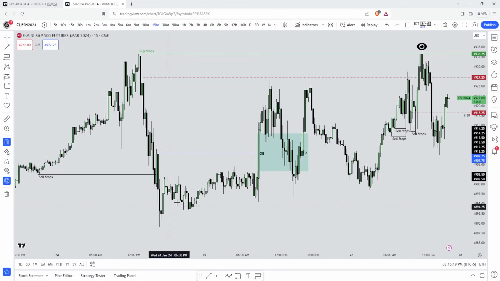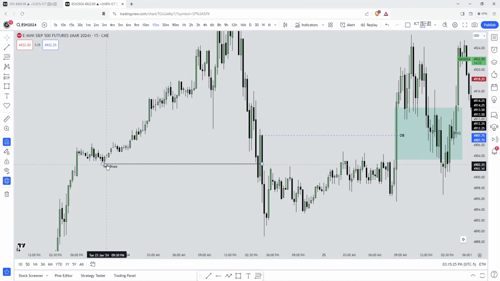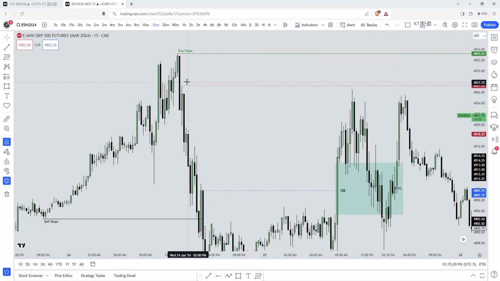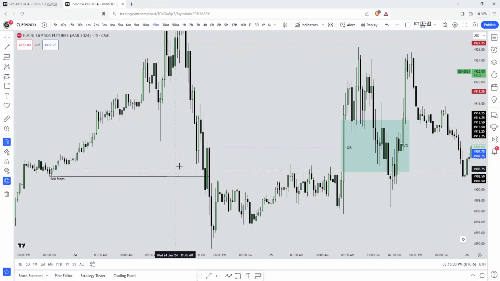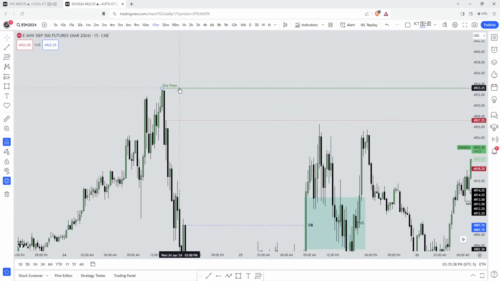I'm utilizing the change in the state of delivery to indicate that this has put in a smart money reversal of a market maker buy model. So it's likely to put in a low here. Why? Because it took out liquidity. So once it takes out liquidity and creates this change in the state of delivery, I'm looking for old highs to get targeted. Because if smart money buys the sell stops, they're going to need to target buy stops to sell to buyers at a higher price.